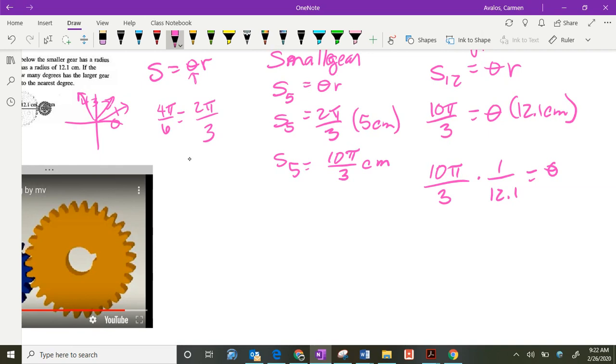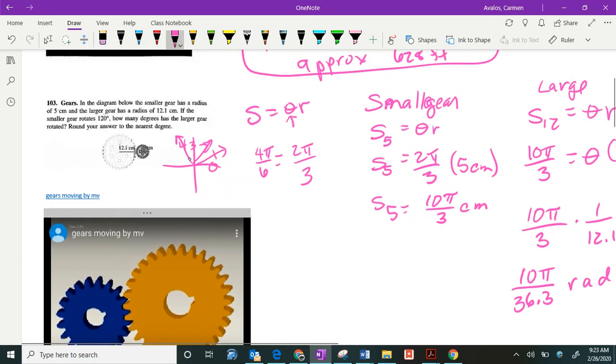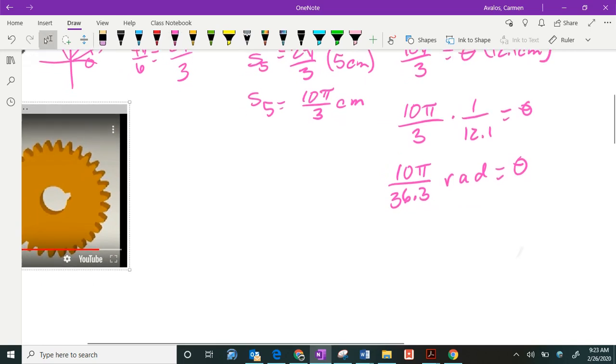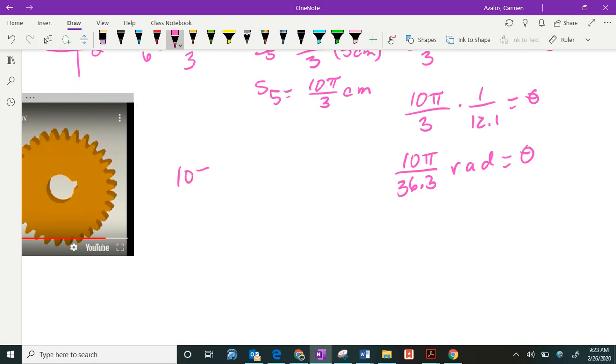The centimeters and the centimeters are going to cancel, and so this is going to be in radians. So we are going to have this to be 10 pi over 36.3 radians. So the angle that what it's asking us is to round it to the nearest degree. So how many degrees is the larger gear? So I know when I use this formula, it's going to be in radians. So we actually want to change this back now, the 10 pi over 36.3.